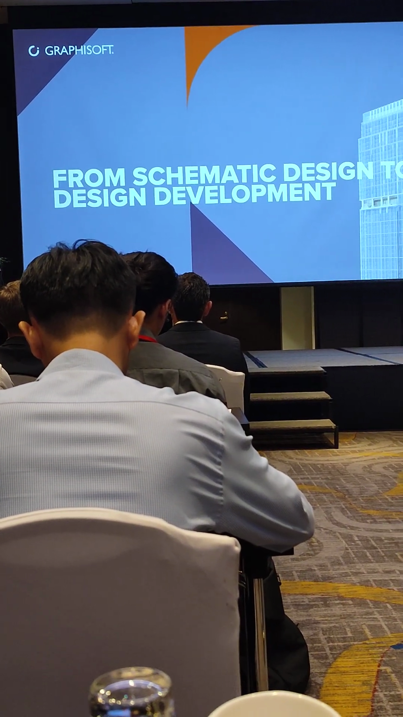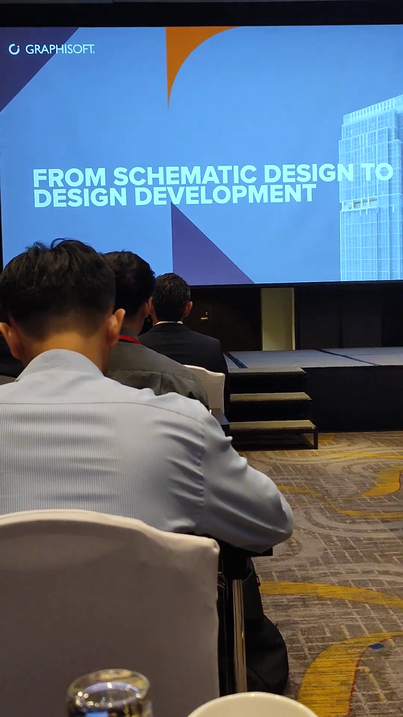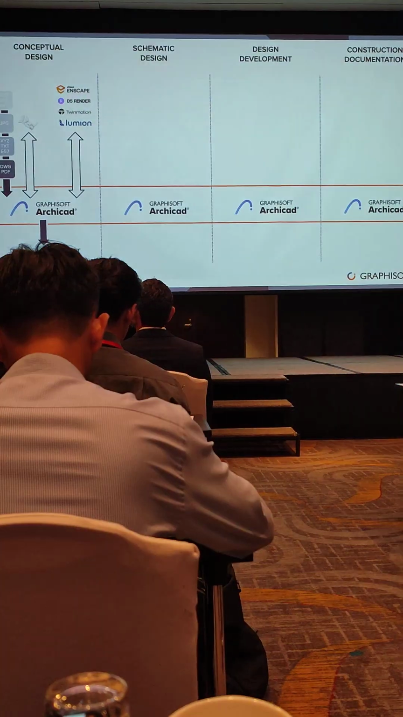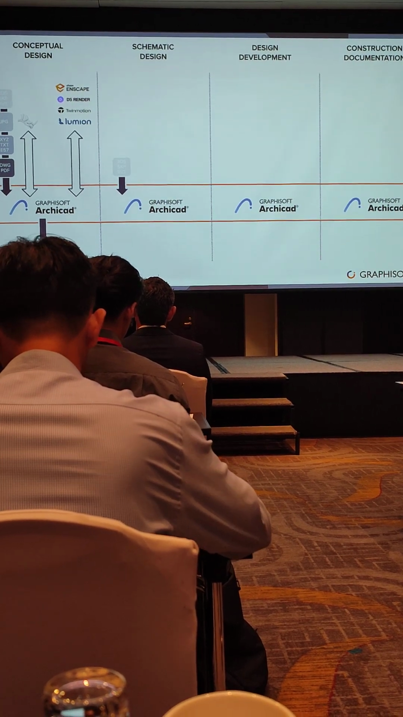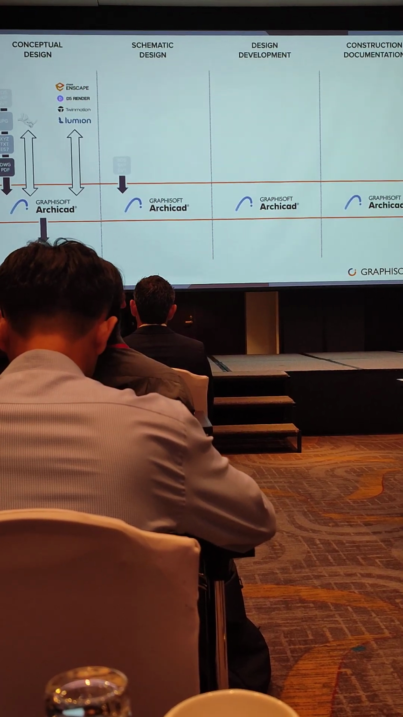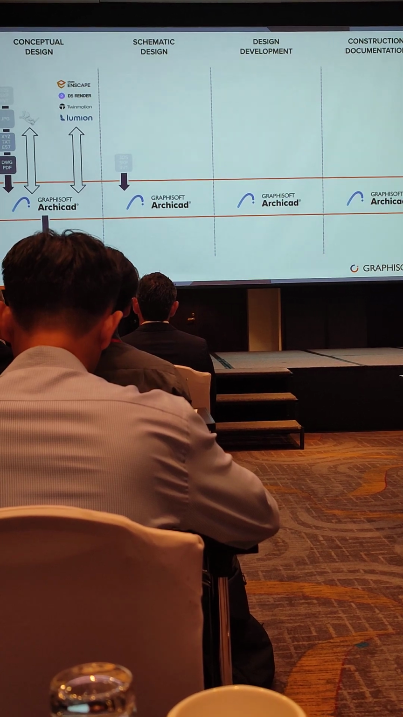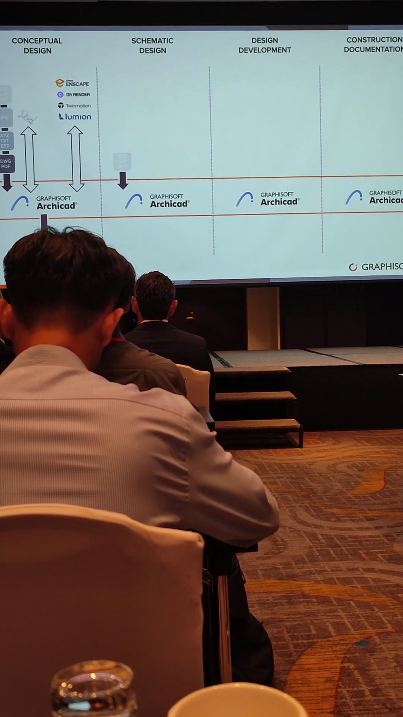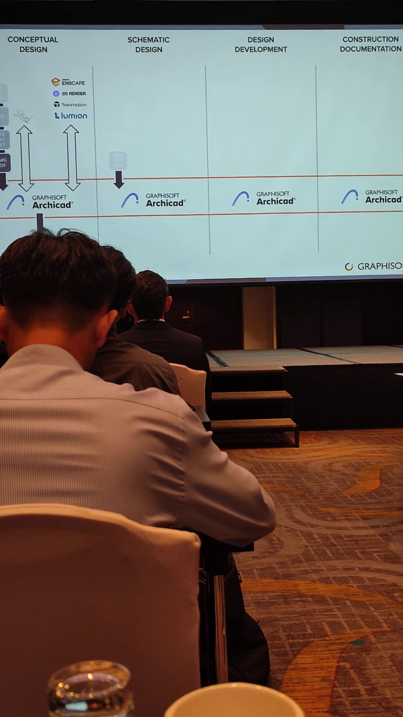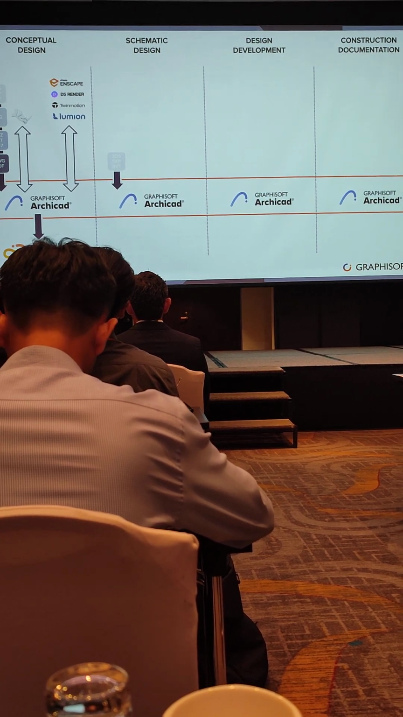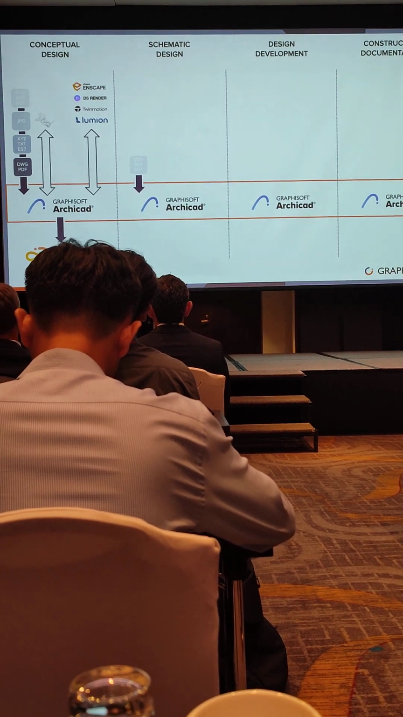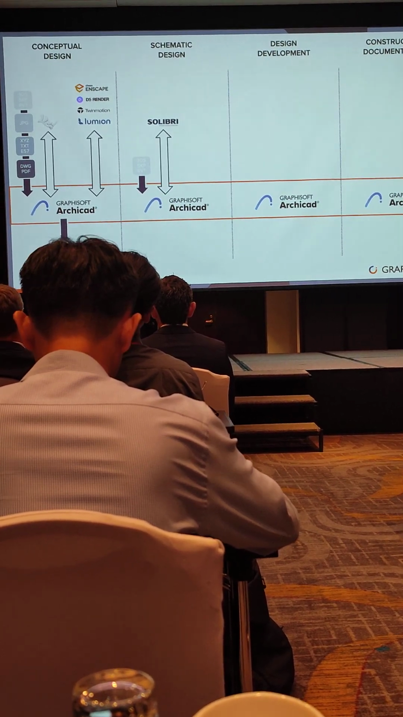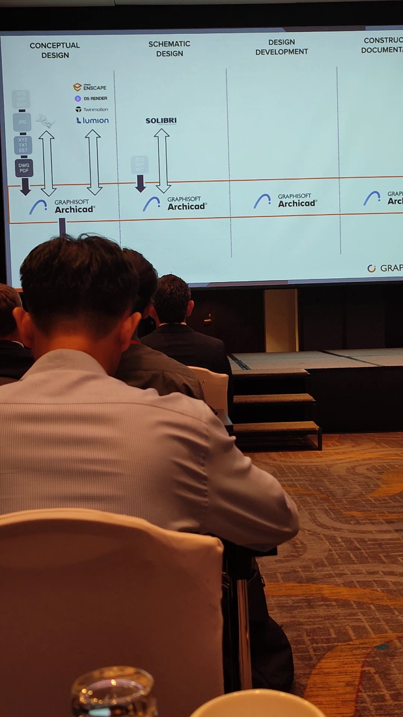Let's see what happens from the schematic design and the design development phases. So during the schematic design, we're going to start working with other teams. First, it is going to be our team internally, but then there are also going to be external teams whose work we can import into our project and create a baseline architecture that we're going to share with other disciplines.